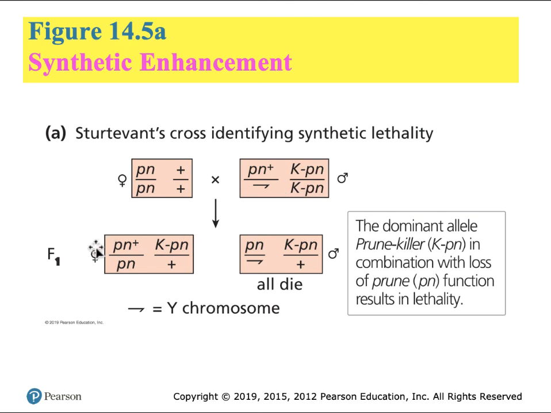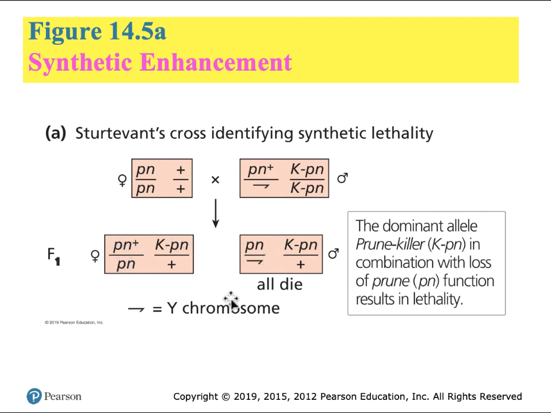So all the females that are produced will be wild type. Or would they? Well, this tells us, when you look at the phenotype of these females, they are wild type for prune, but they are killer prune for the second locus. So this capital K indicates that this allele is dominant to the wild type. So this is a very important point. The capital K indicates it's dominant. The lowercase p indicates that this allele is recessive to the wild type.